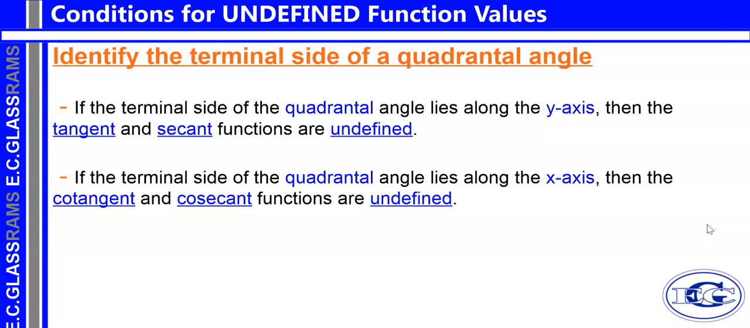I also have a slide explaining the different conditions that will need to be met in order to determine which trig functions are undefined depending on which quadrantal angle you're on. So if it's on the y-axis, then tangent and secant are undefined, and if it's on the x-axis, then cotangent and cosecant are undefined. And that is the end to this lesson.